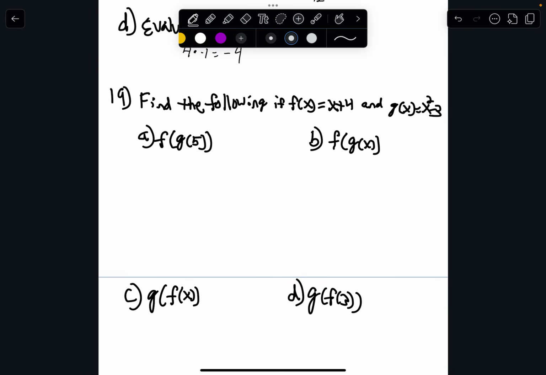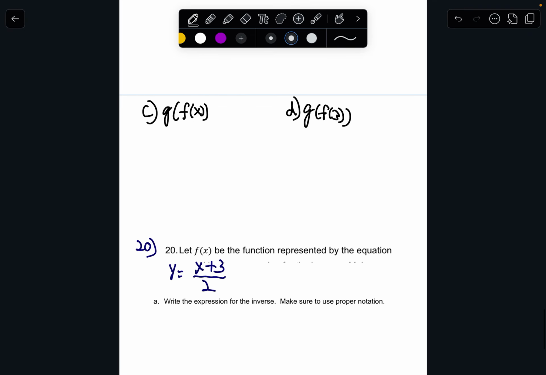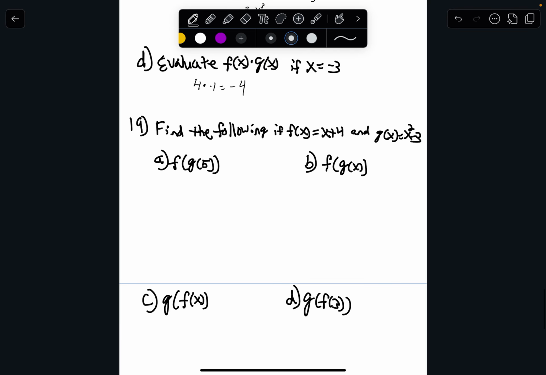All right, here's the last thing we were covering in this unit. Notice they gave you 2 functions, f of x equals x plus 4, g of x equals x squared minus 3, and they want to know what f of g of 5 is. Easiest way is to figure out what g of 5 is by plugging it into g.